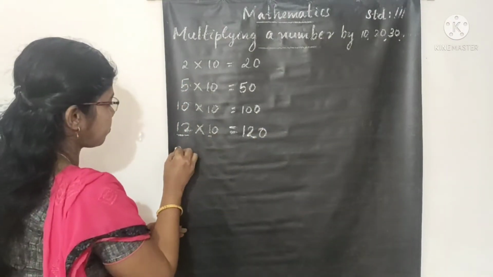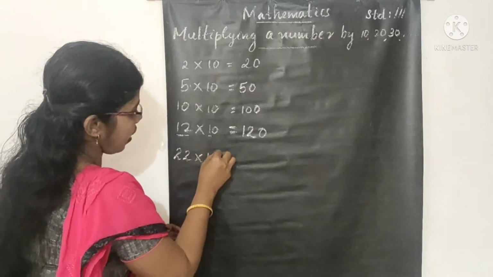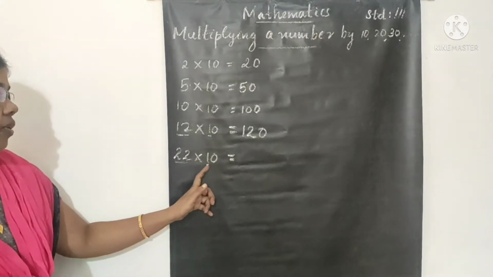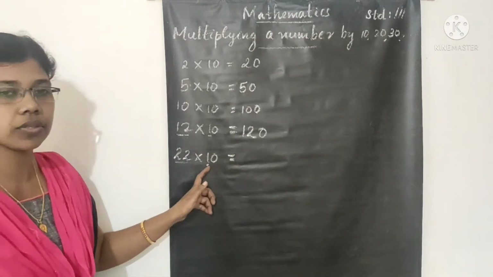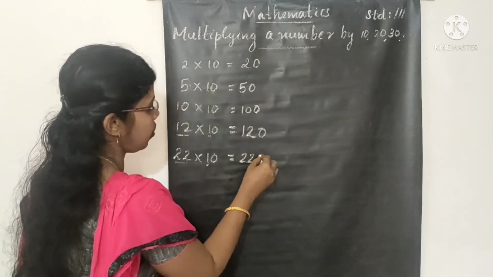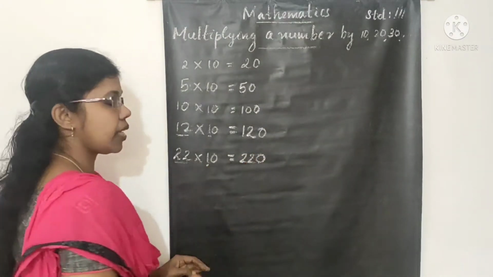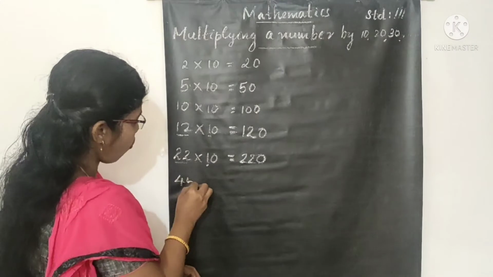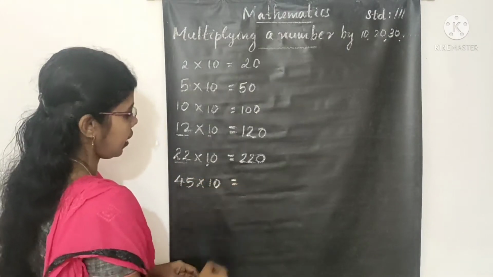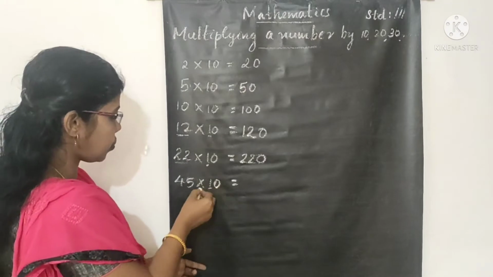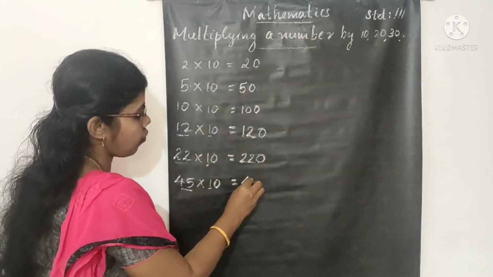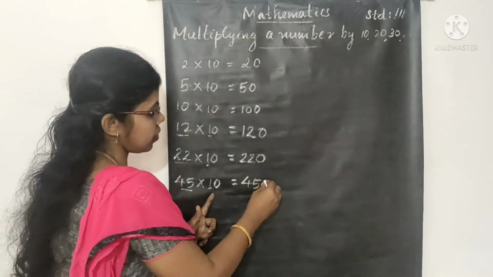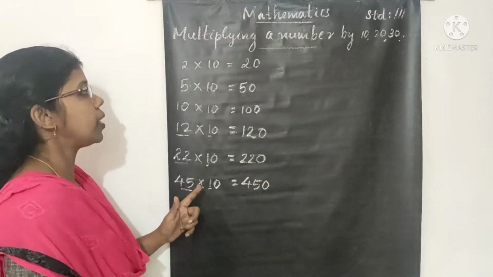Okay, the next one. 22 multiplied with 10. Here multiply 22 into 1. 22 into 1. So the answer is what? 22. Then how many zeros? 1 zero. Put that 0 where? Right side of the number. Then next, 45 into 10. Here simply multiply these two numbers. 45 into 1 is 45. Any number multiplied with 1 is equal to the same number. Then put that 0. How many zeros here? 1 zero.